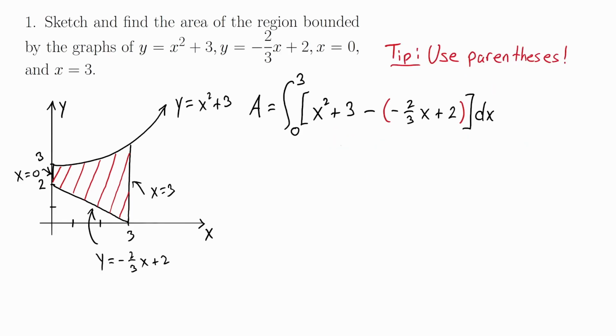With the equations for the upper and lower functions determined, we can now easily set up the integral that calculates the area between these curves. Just be careful and use this tip here of using parentheses around y lower, since you're subtracting several terms. So if we simplify, we have our integral from 0 to 3 of x squared plus 3. Distribute that negative, you'll get plus 2/3 x, but now minus 2.